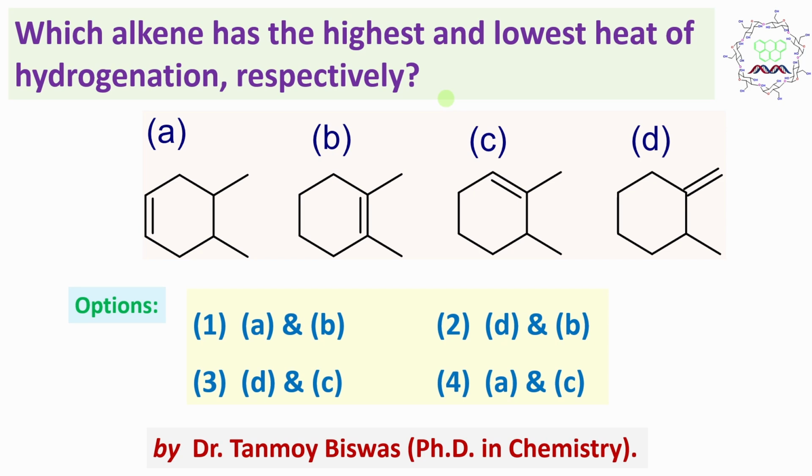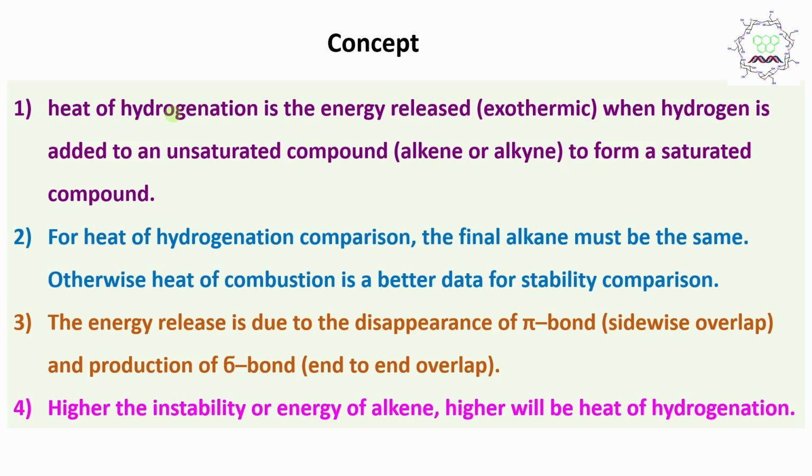Now, before going to the details, let's understand the question. Which alkene has highest and lowest heat of hydrogenation? By the way, sometimes this question could be modified and it can say which alkene has highest and lowest stabilization. That way also the question may come. Now, in order to understand this, let's go to the basic concept. What is meant by heat of hydrogenation?